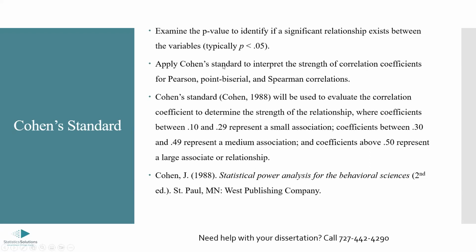Then you want to interpret the strength of the correlation coefficient. So we have a citation here in which Cohen states that if a correlation is between 0.1 and 0.29, you have a small association. Coefficients between 0.3 and 0.49 are a medium or a moderate association, and anything above a 0.5 is large or a strong relationship. So really there are three things.